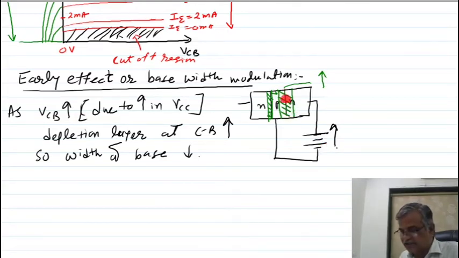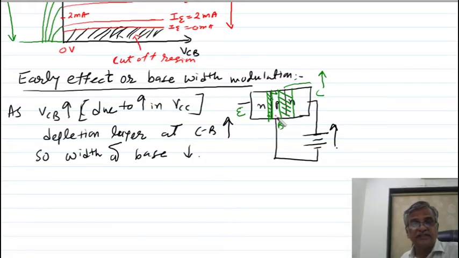the depletion layer at the collector base junction increases, or you can say the space charge width increases. As a result, the width of the base decreases. So the dependency of the width of the base on the collector voltage, or emitter voltage, is known as the early effect or base width modulation.